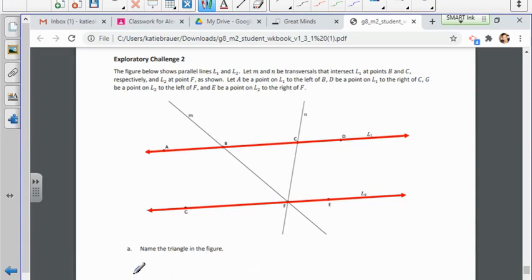It says, name the triangle in the figure. Well, hopefully you can see that we do have a triangle right here, here, and here. Do you see that blue triangle? That is the triangle in our picture. So we need to name that, and when we name stuff, we name it with 3 angles. So I'm going to draw a picture of a triangle. That means triangle. Doesn't matter what order your letters are in. I'm just going to start with B, then the next letter would be C, and the next letter is F. That's our triangle.